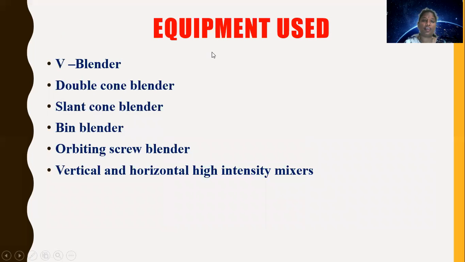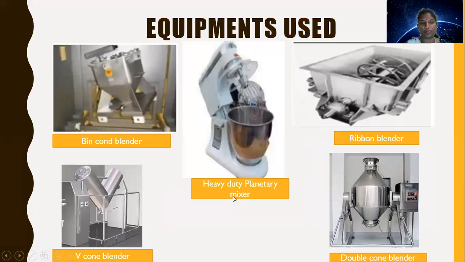So what are the different equipments we are using? V blenders, double cone blender, slant cone blender, bin blender, orbital screw blender, and vertical and horizontal high intensity mixers. See, this is the bin blender, and this is the heavy planetary mixer. This is the ribbon blender, where the cutters are ribbon-like.